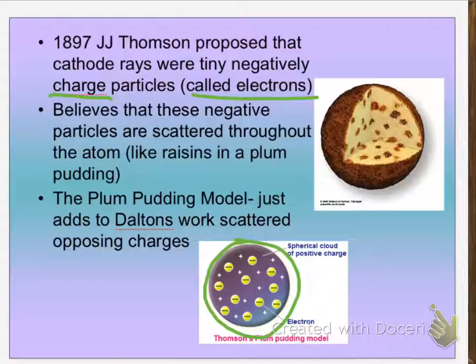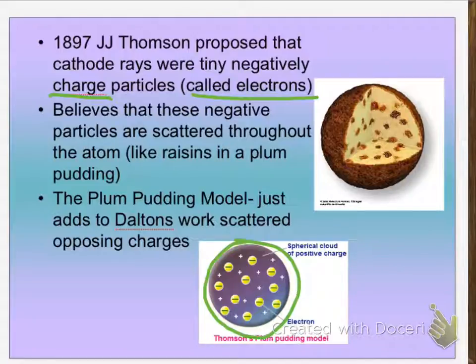But if you think about a blueberry muffin, the overall muffin batter, the yellowy stuff, would be your positive matter, and the blueberries would be little chunks of negative. And what he says is they have to be evenly distributed in this mass of positive matter.